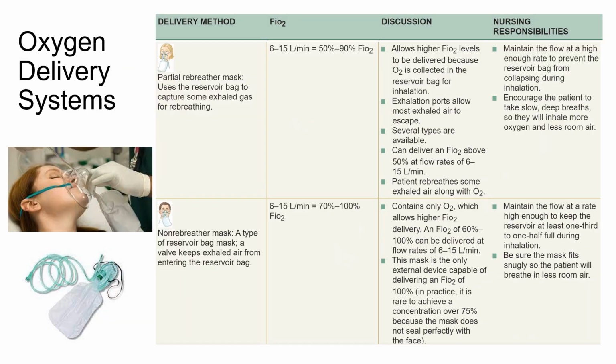Okay, next up is a partial rebreather mask and a non-rebreather mask. This one looks like a simple mask, but it has a rectangular bag connected to it. You hook it up to oxygen and turn it on. For the partial rebreather, you turn it on until the bag half fills with oxygen. With the regular non-rebreather, you fill up the whole thing with oxygen.